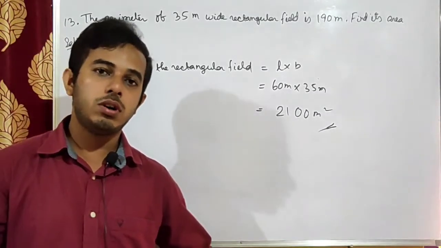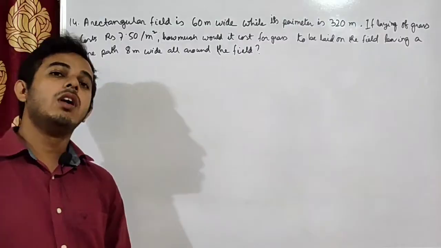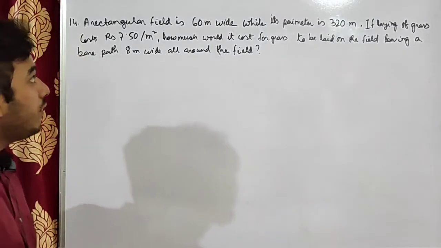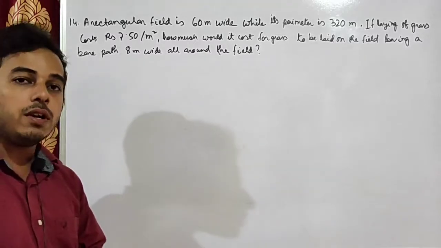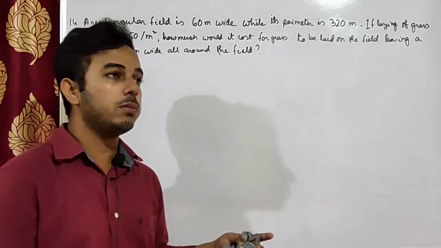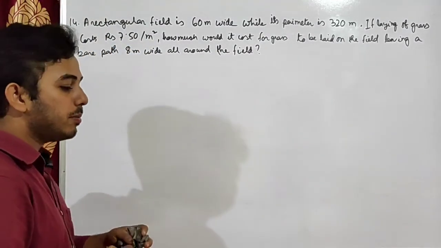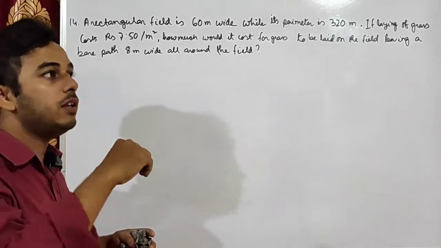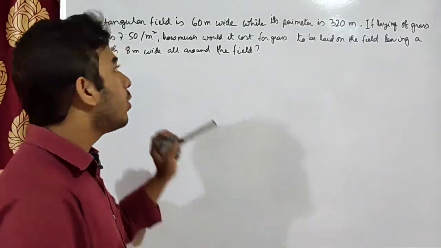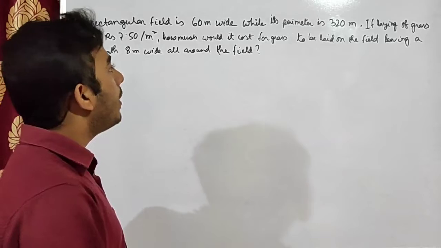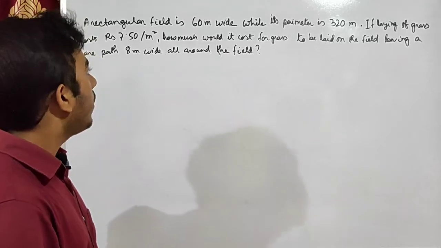Okay, so now let's move to our next and the last question of this exercise, question number 14. A rectangular field is 60 meter wide while its perimeter is 320 meter, same as the earlier one. If laying of grass costs rupees 7.5 per meter square, that means we want to put grass on the field. How much would it cost for grass to be laid on the field, leaving a bare path 8 meter wide all around the field?